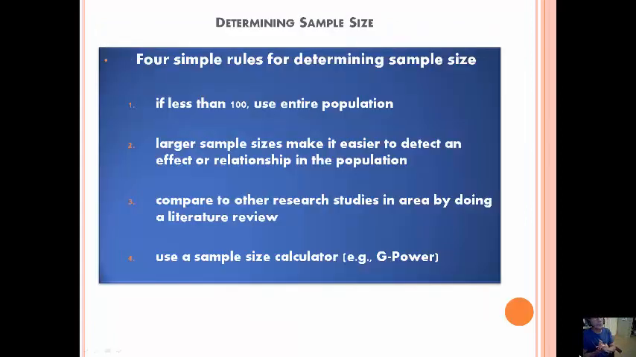4 simple rules for determining sample size. If less than 100, you have to use the entire population of whatever you're studying. Larger sample sizes make it easier to detect an effect or relationship in the population. And herein is what we're talking about, 2, 3, and 4. Compared to other research studies in the area by doing a literature review. So look at a literature review and find out how many they did. And number 4, the most popular.